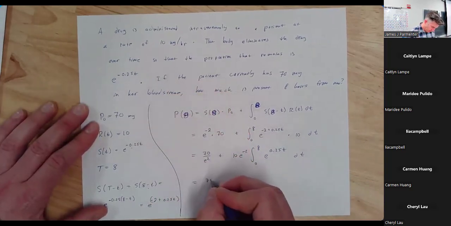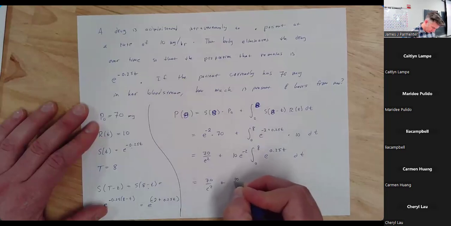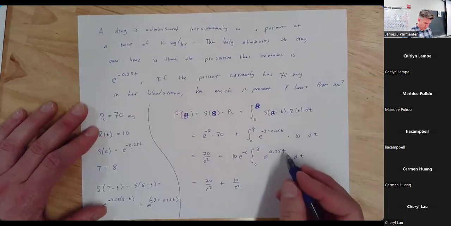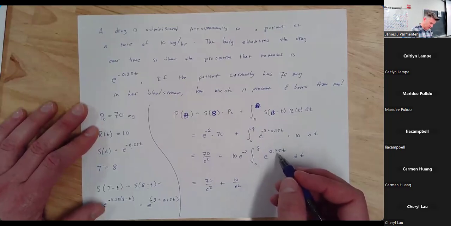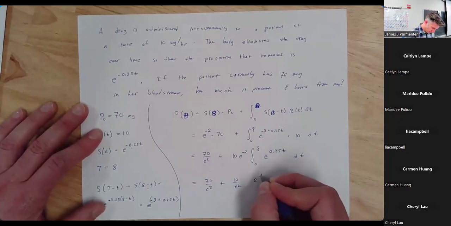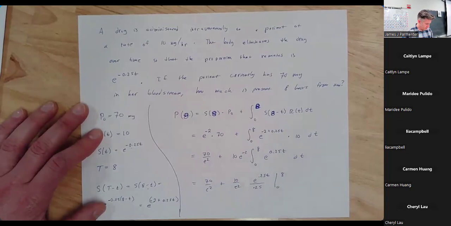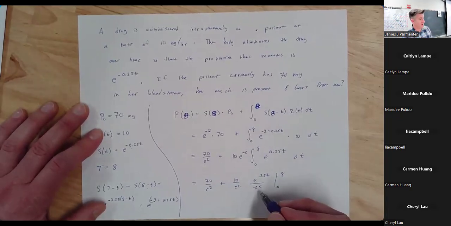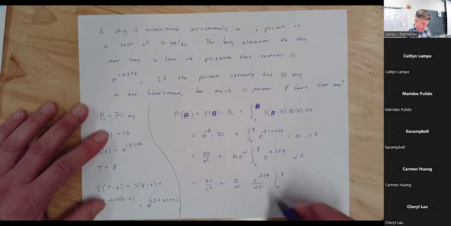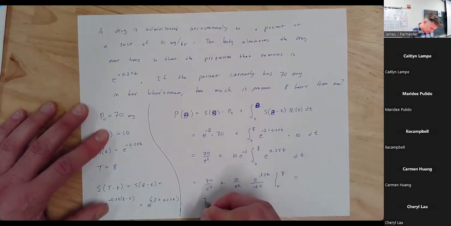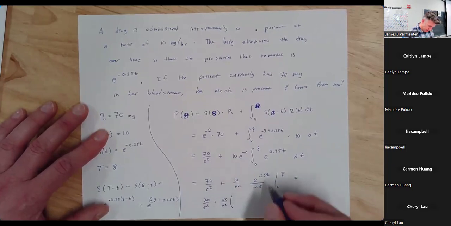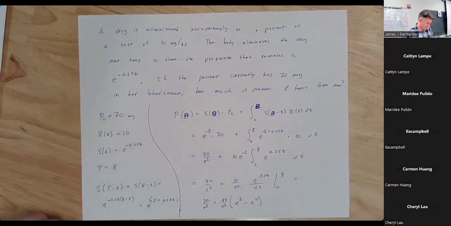So then we're going to get 70 over e squared plus 10 over e squared. And the integral of e to the positive 0.25 t is e to the 0.25 t divided by 0.25 from 0 to 8. Dividing by 0.25 is the same as multiplying by 4. So I'm going to rewrite this as 70 over e squared plus 40 over e squared times e to the 0.25 times 8 minus e to the 0. So there's our answer.